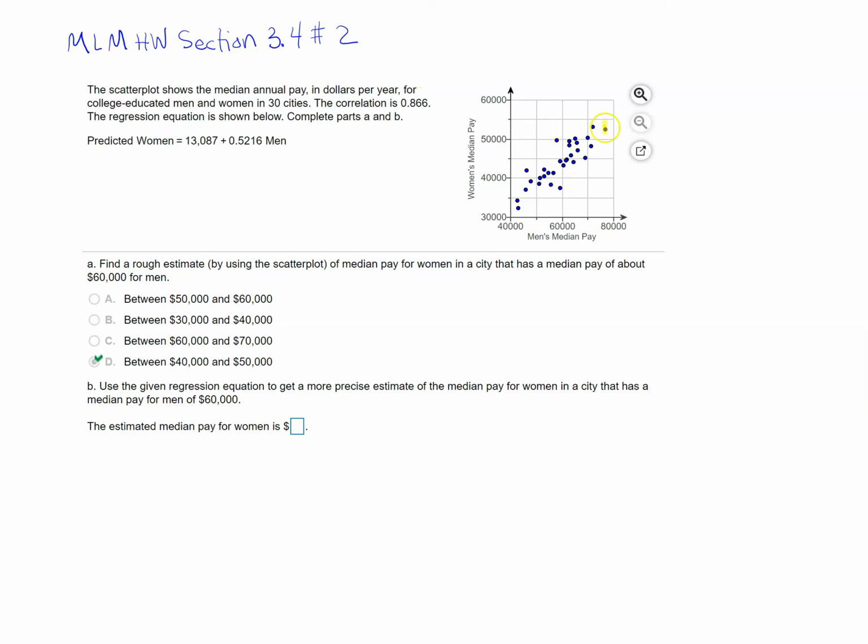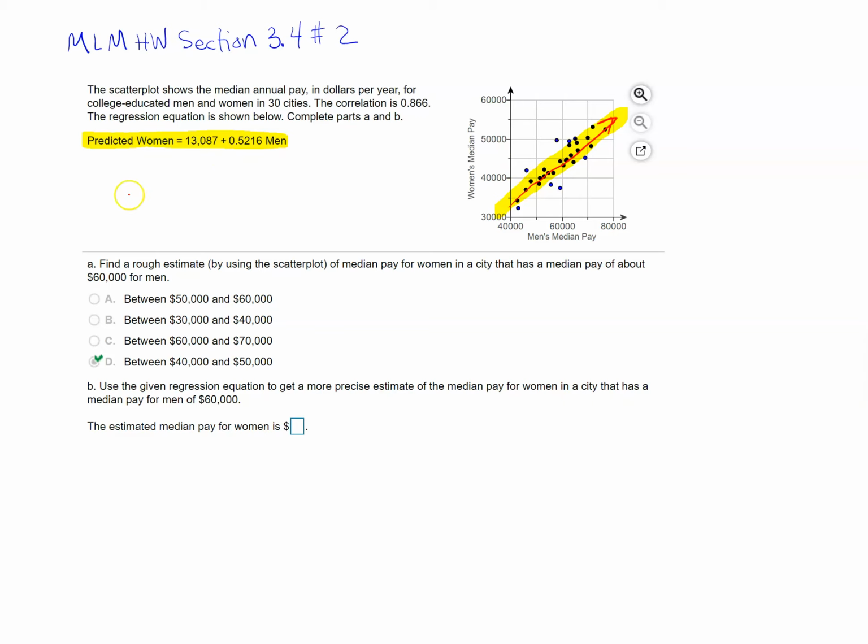And if I locate that city, I can see the median salary for men on my input axis versus women on my output axis for that city. It's giving us a regression line here, so we might need to use that. We can also just read the trends. I see there's a positive trend in this graph. As men's salaries increase, so do the women's salaries for that city. So I can either read the graph or I can use the equation.